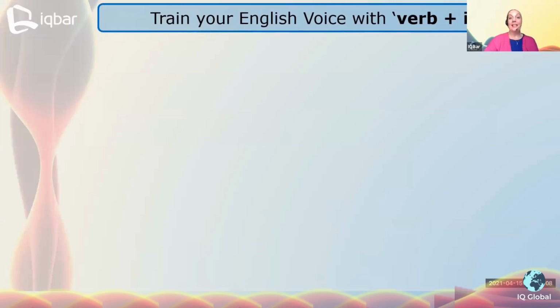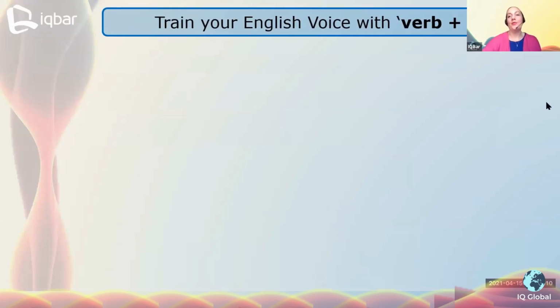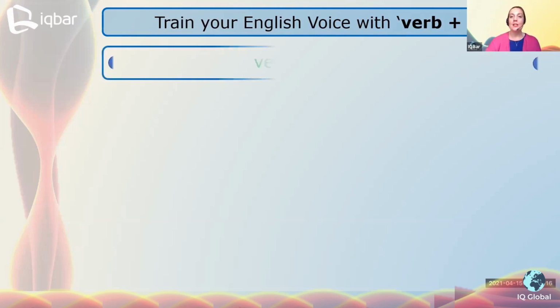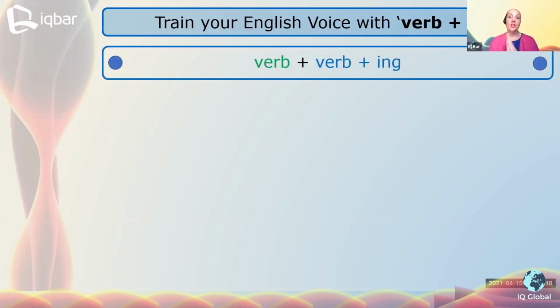Well done. Now, let's go on to our grammar. This is my favorite part. I love seeing how we can use our words. So today we're going to look at using the action word, the verb, plus ing. And we do this to say when we are doing something. So let's look. We're going to make sentences like this. We're going to have a verb plus our action word, verb plus ing.